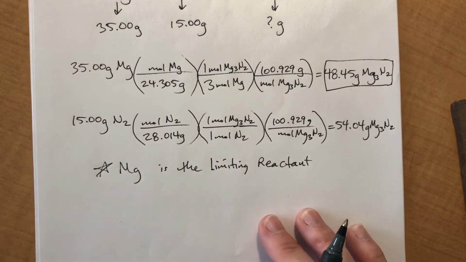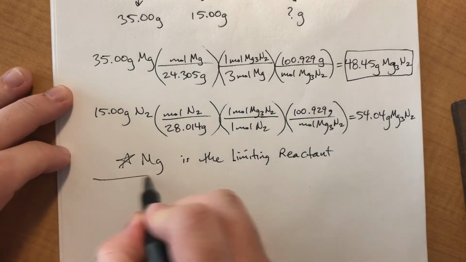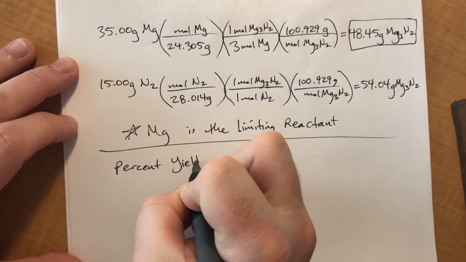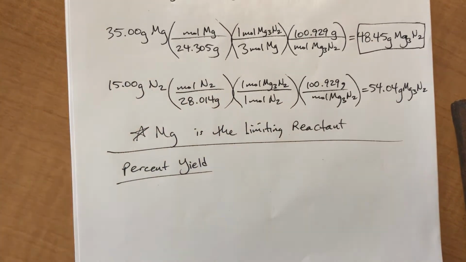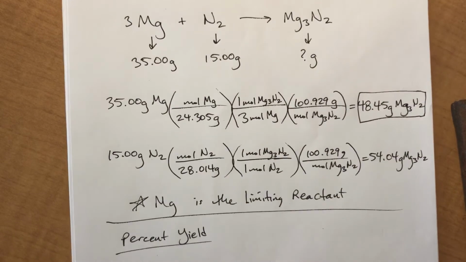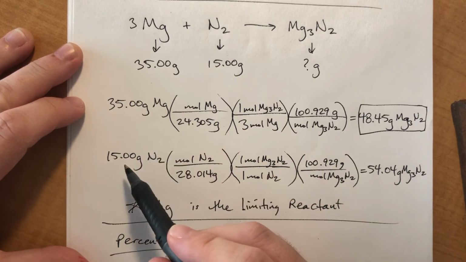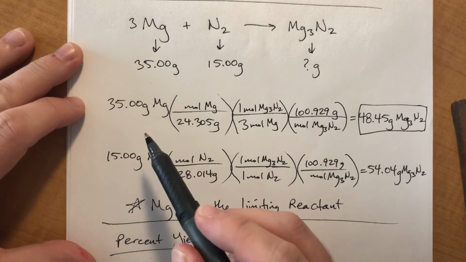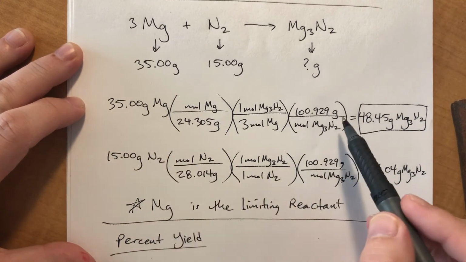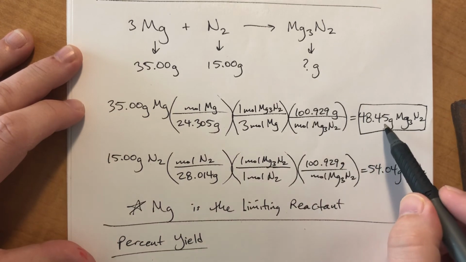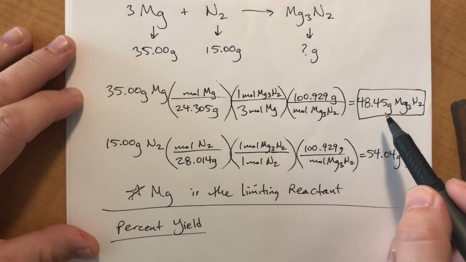Okay, now we need to introduce one more concept and then we'll be done with this video. We need to introduce the idea of percent yield. This is essentially a measure of how much you made compared to what could have been made as a percentage. So basically for this particular problem, if we had 35 grams of magnesium and 15 grams of nitrogen, and if literally every atom behaved exactly how we were expecting it to, and none of them didn't react or form some other side product, we should be able to get 48.45 grams maximum. That is the theoretical yield.